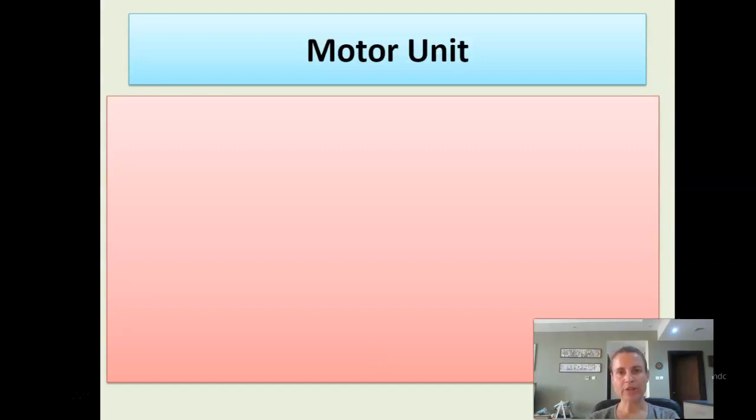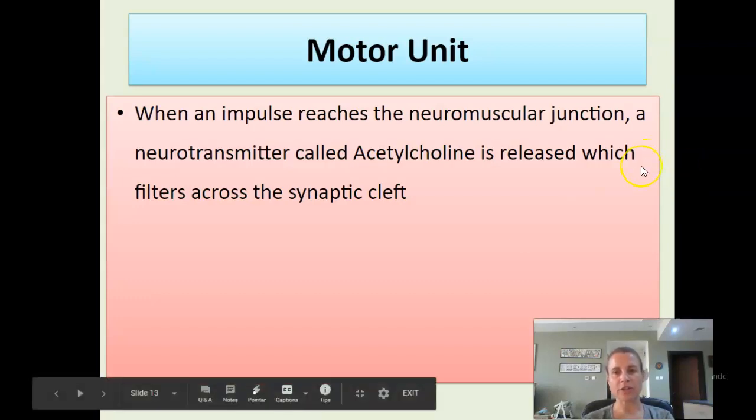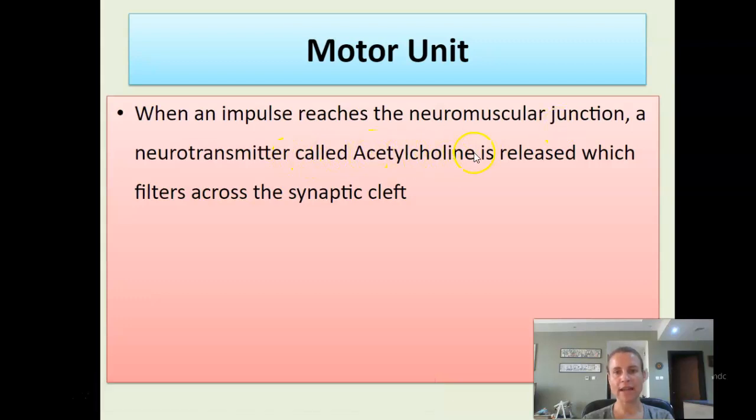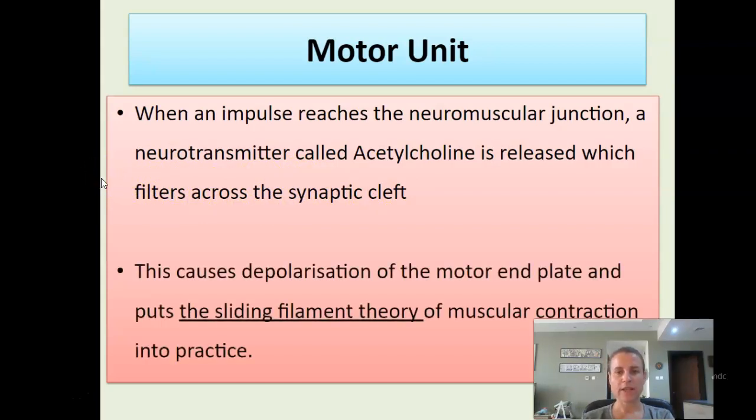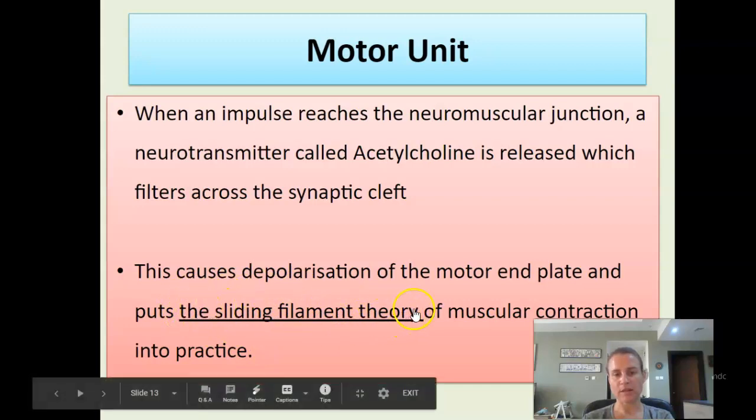A little bit about motor units. When an impulse reaches a neuromuscular junction, a neurotransmitter called acetylcholine is released. You need to know the name of this. Sometimes scientists shorten it to ACh when writing it. It filters across the synaptic cleft. You could also say diffuses if you want a slightly more technical word. This causes depolarization of the motor end plate and puts the sliding filament theory of muscular contraction into practice. We're going to do a lot of work about this next week.